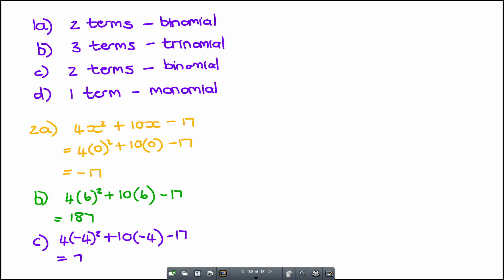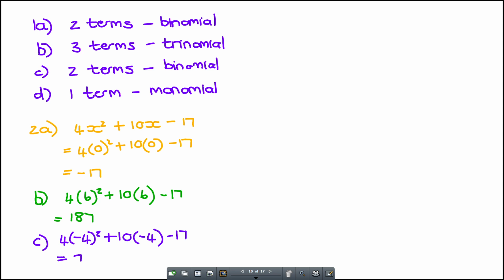Okay. Right, so then at number 2, you guys had to say what that equation would be equal to if x was 0. So we basically had to substitute in the 0, and you should have gotten minus 17. At B, they said, what if x is 6? So again, you get a mark for substituting in that 6, and then your final answer would be 187.